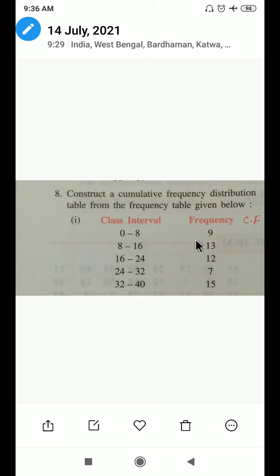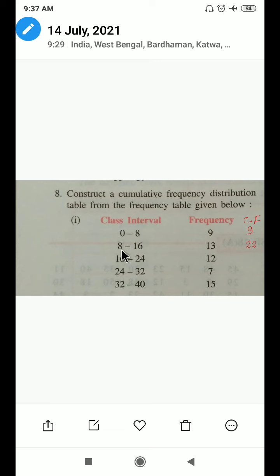For 0 to 8 the frequency is 9. So right here 9. For 8 to 16 the frequency is 13. So if I ask you below 16, how many frequencies are there? Below 16 means it will cover the 0 to 8 frequency and the 8 to 16 frequency also. That means you have to add 9 and 13. If you add 9 and 13 you will get 22. So 22 will be the cumulative frequency.